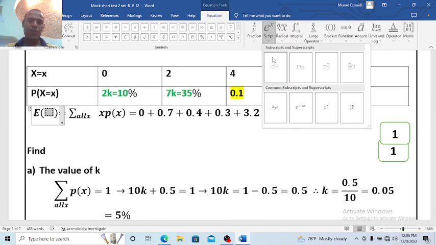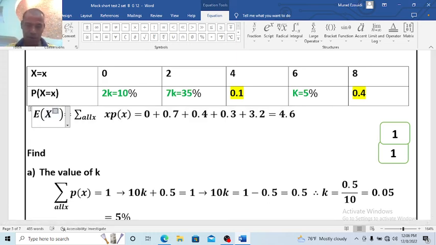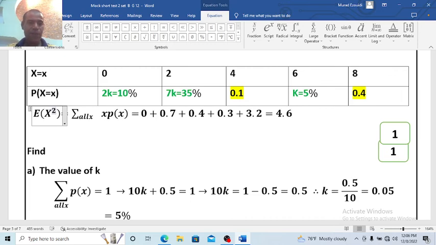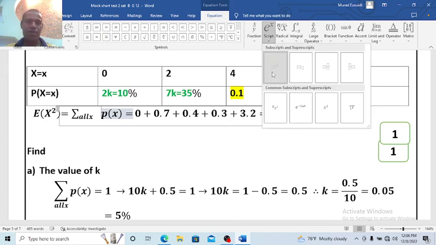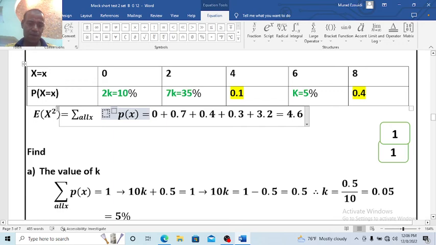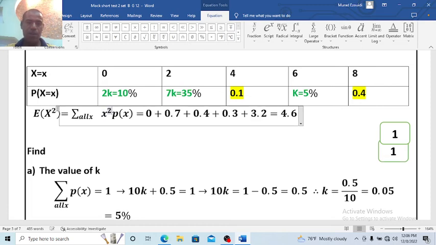Okay, you should find the expectation of x squared, to the power 2. Okay, which is equal to the sum of x squared p of x. X squared p of x. And the x, small x, to the power 2, p of x.